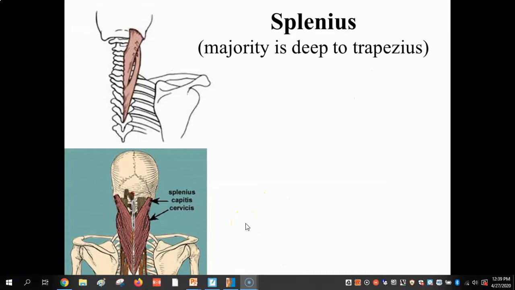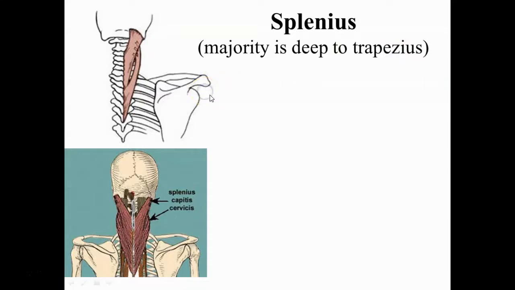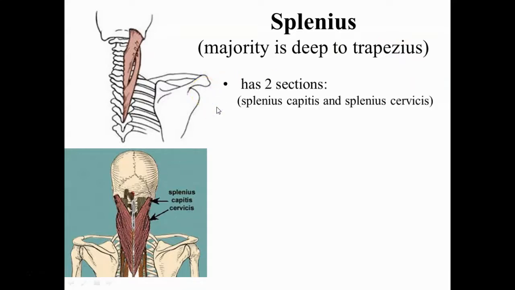Okay, so we've come over to the PowerPoint. You can see the spelling here. I'll show you in just a minute how most of this muscle is deep to a larger muscle that's more superficial called the trapezius. So like I mentioned, there's technically two sections to splenius. I don't necessarily need you to differentiate, but we have splenius capitis and splenius cervicus.